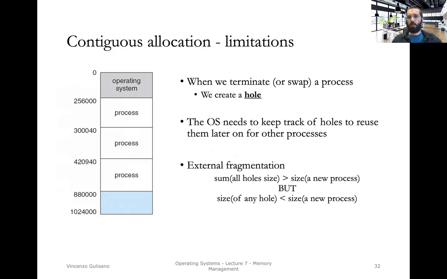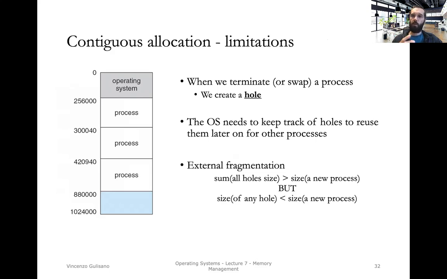Pretty easy, but of course, as we discussed before, this comes at a cost, and let's see what the limitations are. When we terminate a process or we swap out a process, we leave a hole for that process. You need to keep track of which holes are available at all times. The operating system needs to do that for other processes. And this results in potentially external fragmentation. What does it mean?